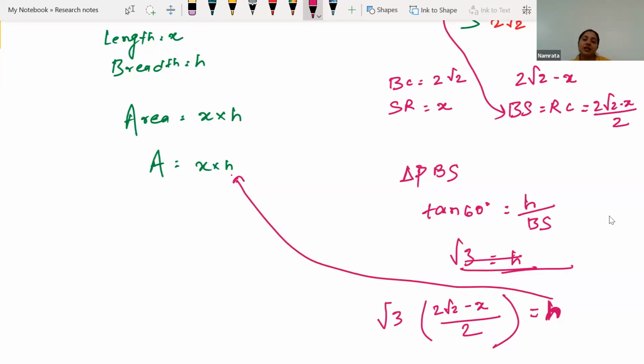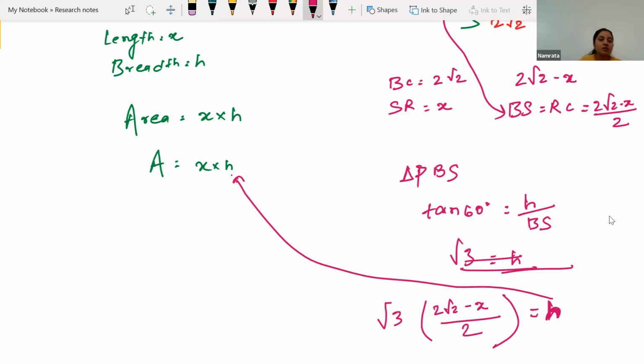Then we will be having area in terms of one variable only, that is x, and then we can go ahead and we can do the derivative. We can find the critical point. We can go ahead, we can test whether the critical point is giving us maxima or minima, and accordingly we can find the maximum area.